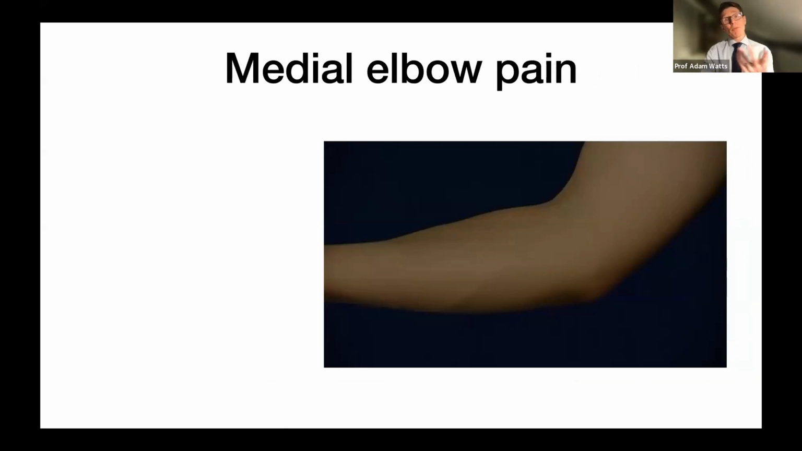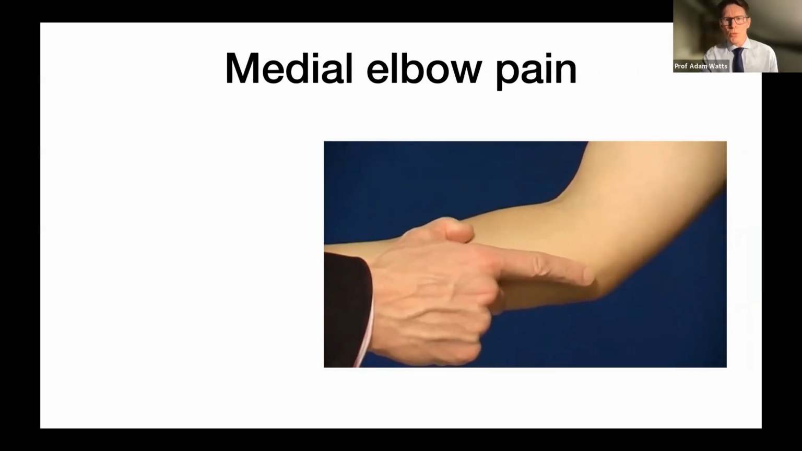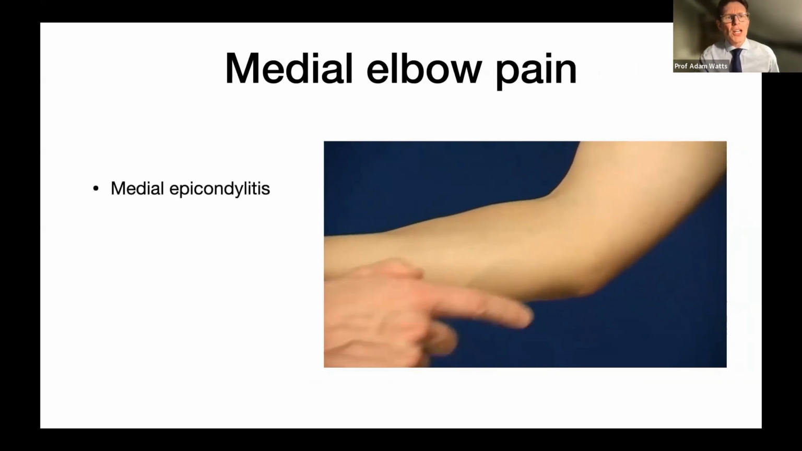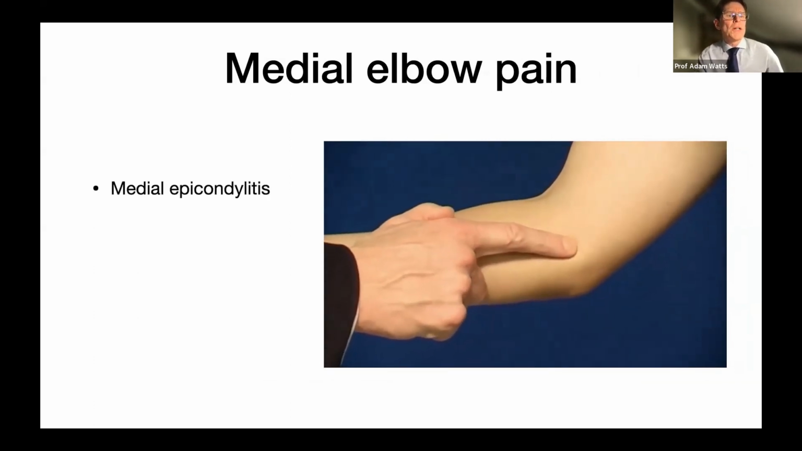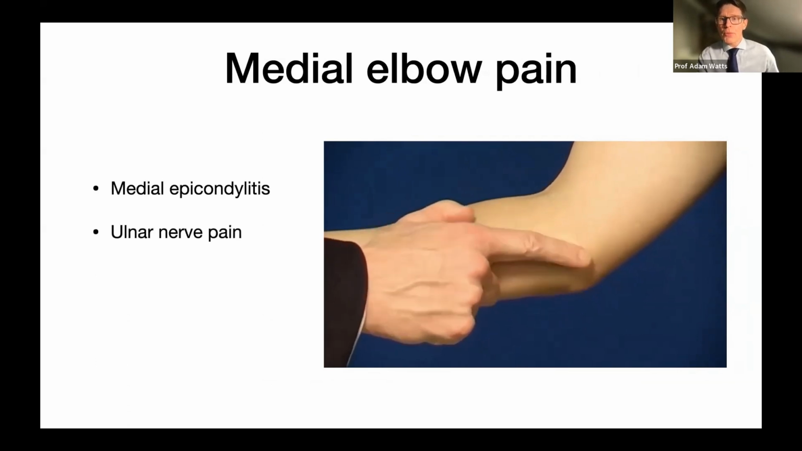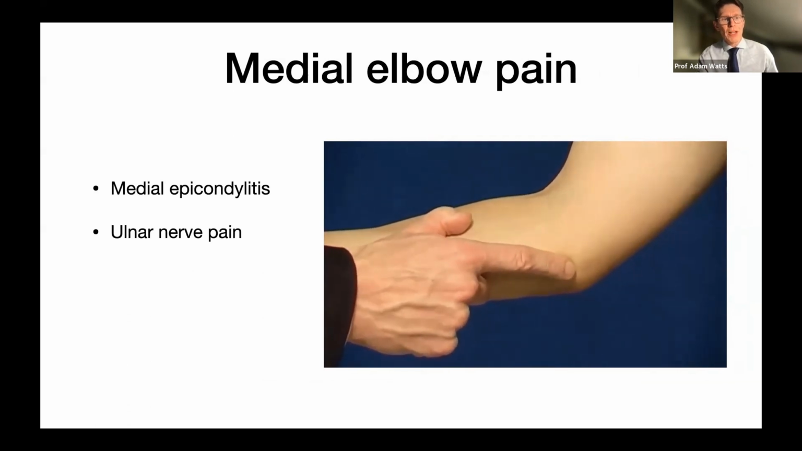So then we move on to the medial side of the elbow and what can cause symptoms on this side. Of course, we consider medial epicondylosis as a common cause. Ulnar nerve pain with or without numbness or tingling in the hand, or weakness. In the early stages, they may just present with pain around the medial side of the elbow.